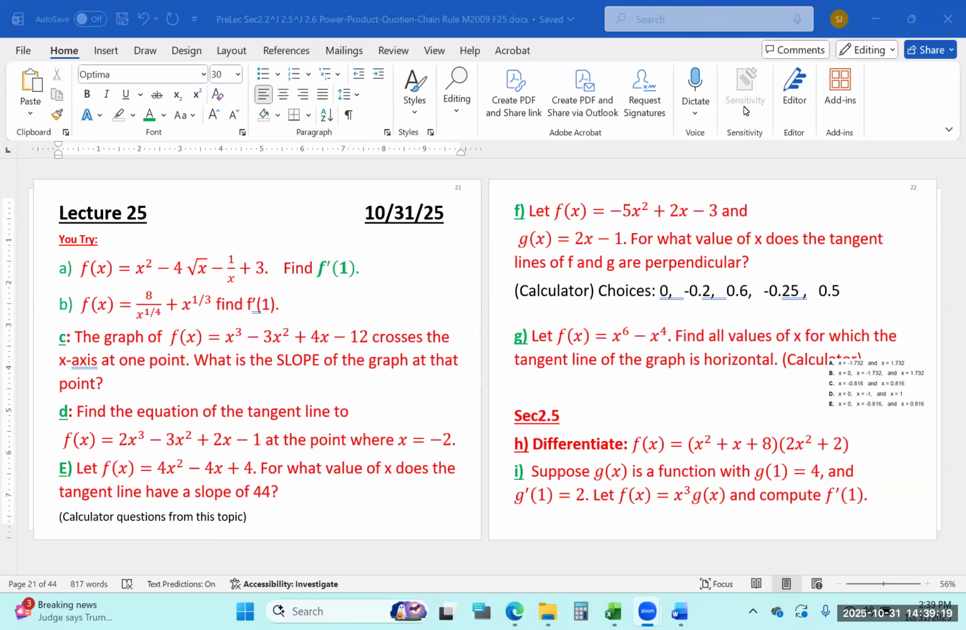So you're finding the derivative, okay, for all of this. You don't have to work alone. You can talk with your neighbors, enjoy, have fun.